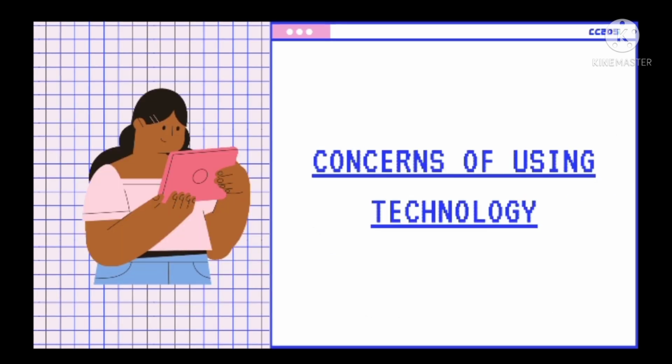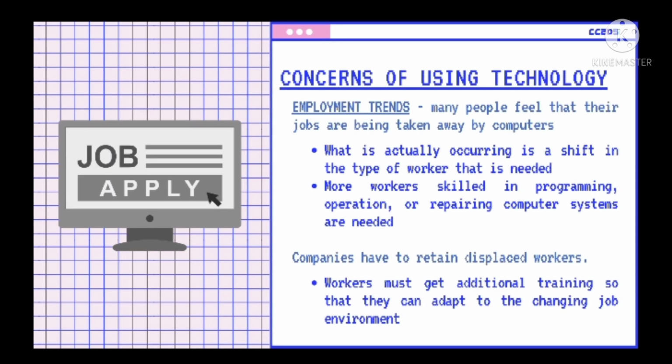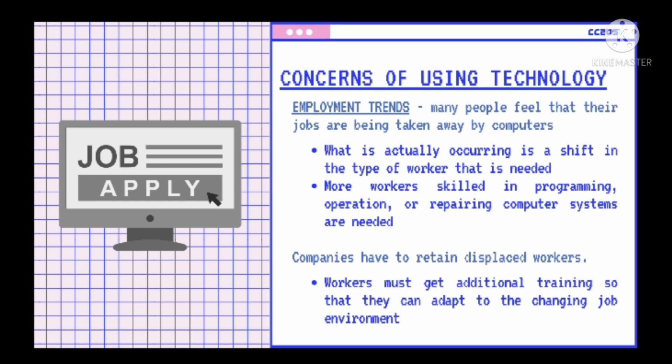Concerns of using technology. Employment trends. Many people feel that their jobs are taken away by the computers. What is actually occurring is a shift in the type of worker that is needed. More workers skilled in programming, operation, or repairing computer systems are needed. Companies have to retrain displaced workers. Workers must get additional training so that they can adapt to the changing job environment.